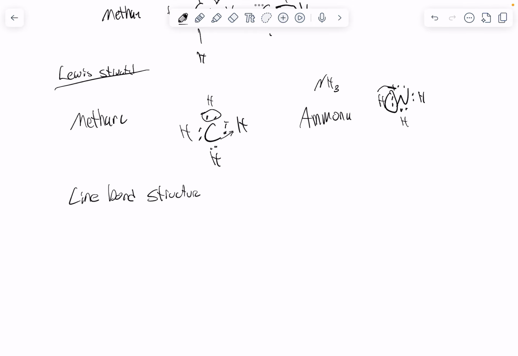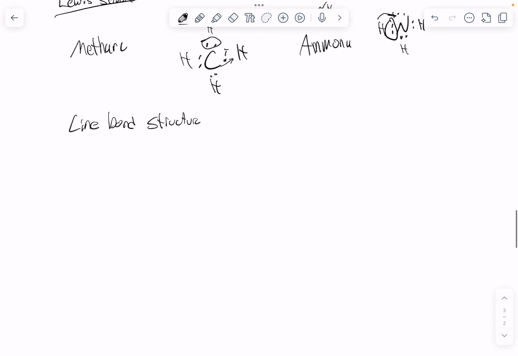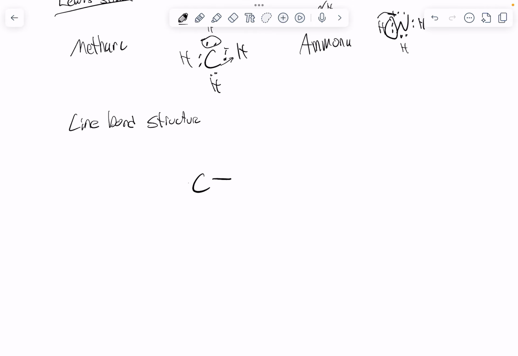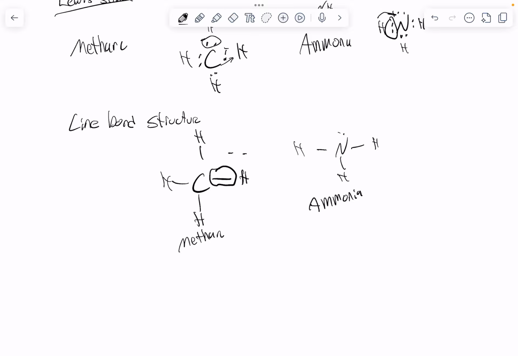So now we're going to represent these bonds with just lines. So bang. What is this, John? Methane. And then what is this, John? Ammonia. So in this way, we're just visualizing these bonds. So that line there, all that means is bang, two electrons being shared.